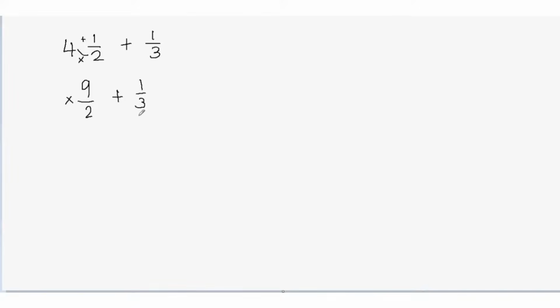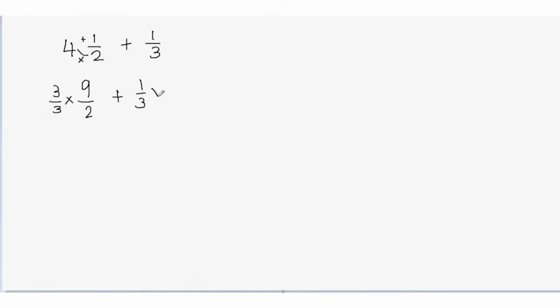What is the denominator you see? The denominator is 3. So I'll multiply this fraction by 3/3. It's important to multiply the numerator as well as the denominator, because multiplying by 3/3 is just multiplying by 1. So you're not changing the value of the fraction.